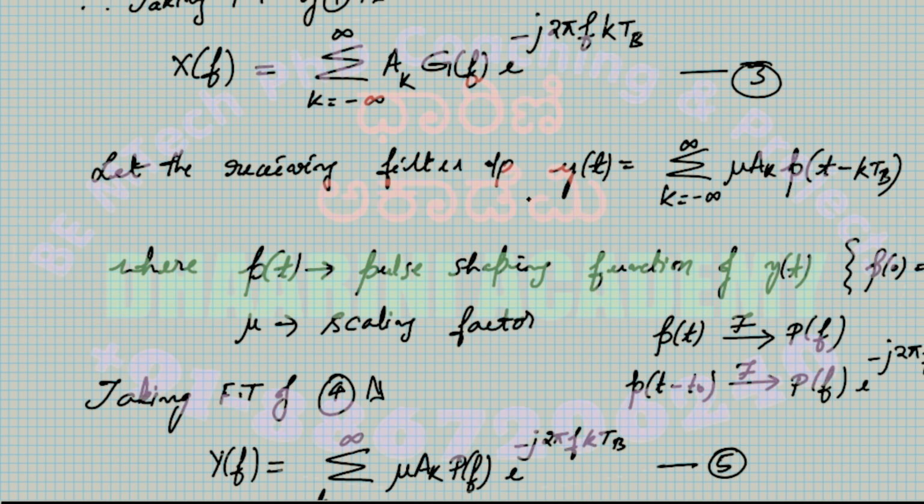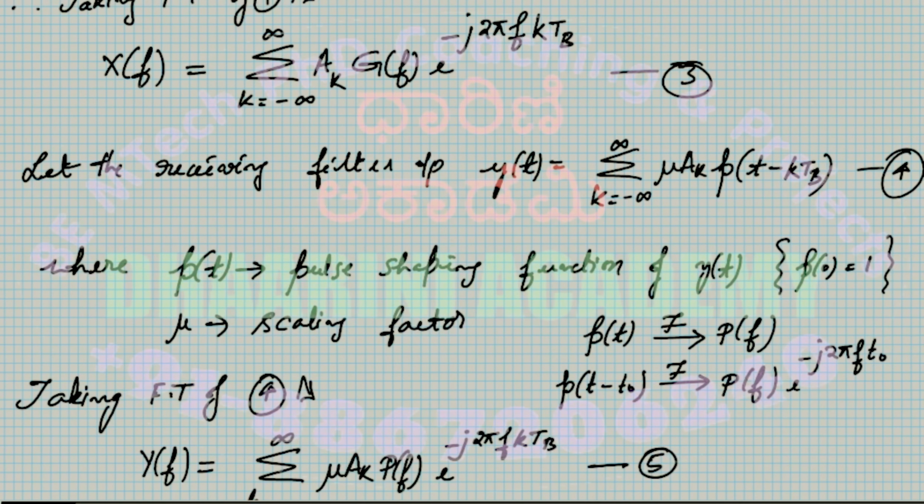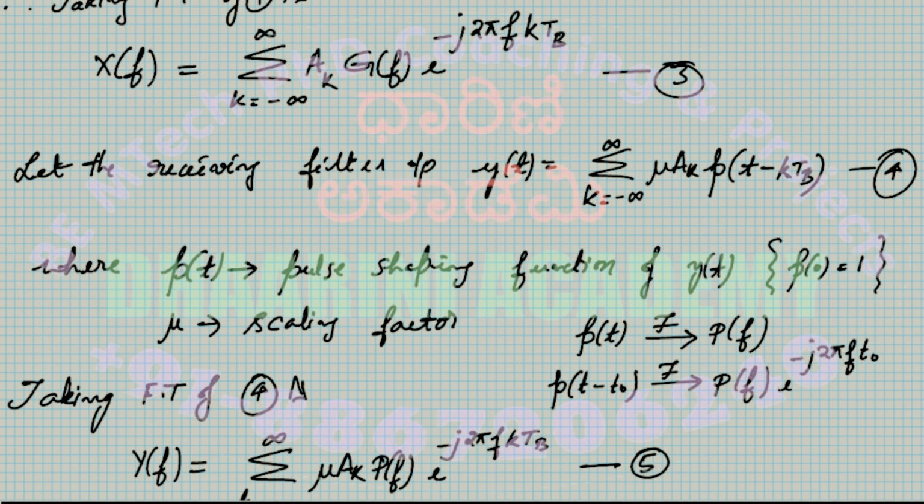So we started with g of t. Look at equation number 4. What we are writing here is p of t minus kT, where p is a different function. We started with g of t, which passed through all the filters, the transmitting filter, the channel, and the receiver, and comes out as p of t minus kT. That's the first thing. The pulse gets changed.